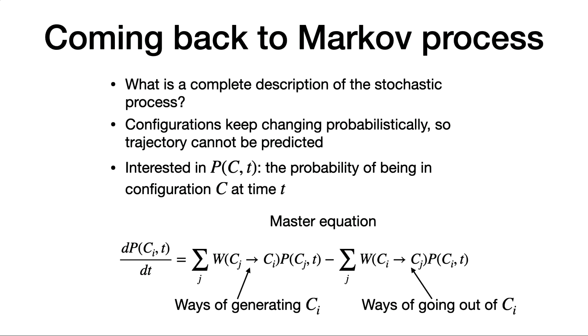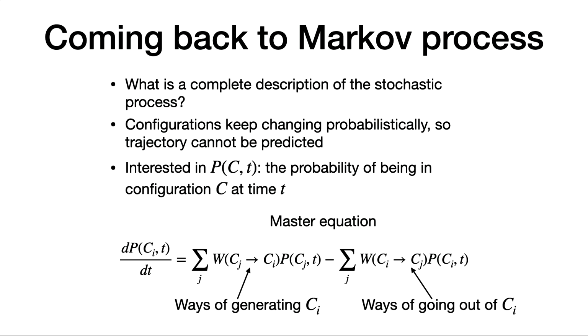Now the configurations keep changing probabilistically, so I cannot expect to predict the trajectory. But instead, I'd be interested in asking, what is the probability of finding configuration C at time t? This question is the one, if I can answer, I describe the system completely. So now I'm interested only in the probability. C keeps varying with time, but this quantity may be well defined. So then you ask, how does this probability evolve in time?